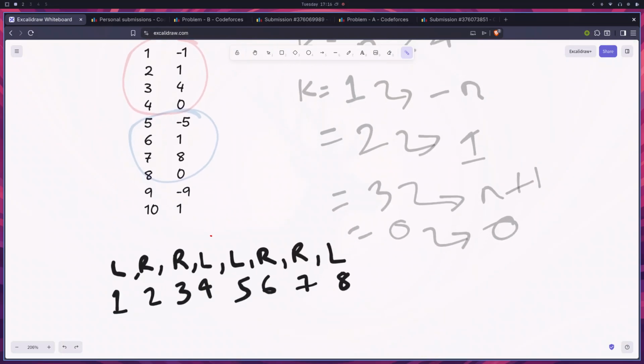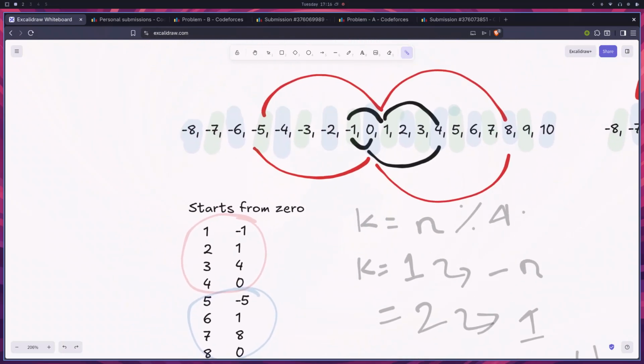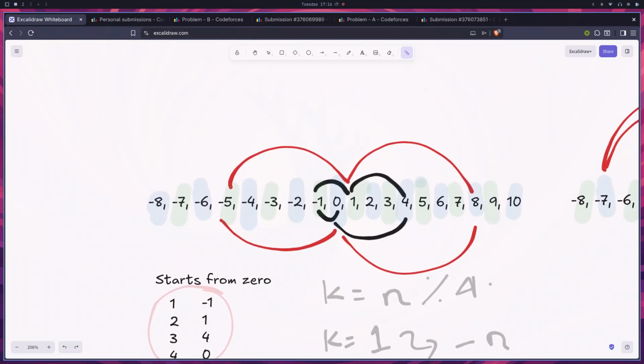Each jump is like, he'll jump left, then right, then right, then left. Left, right, right, left. Left, right, right, left. Okay. So that was the observation, that it is a pattern. Now we'll get into the nitty-gritties.